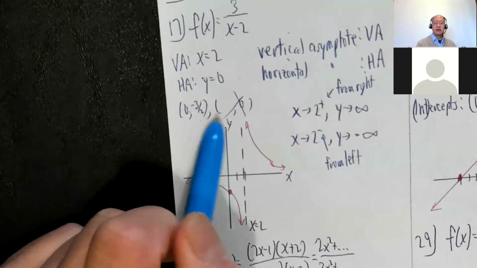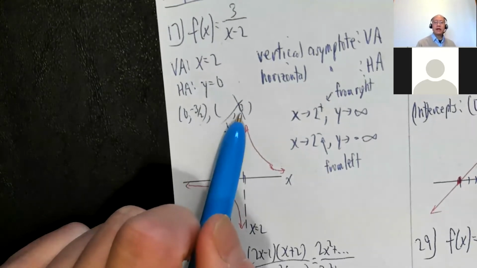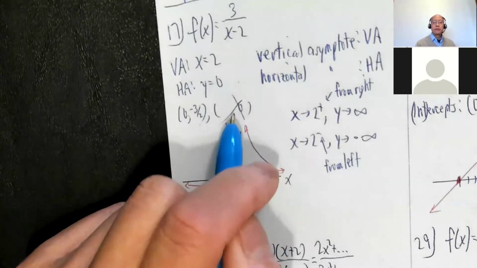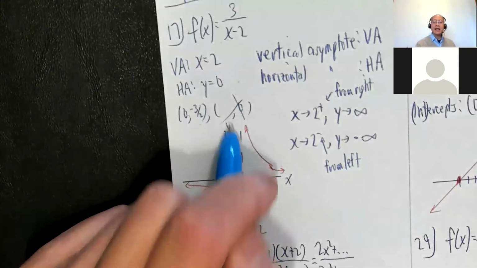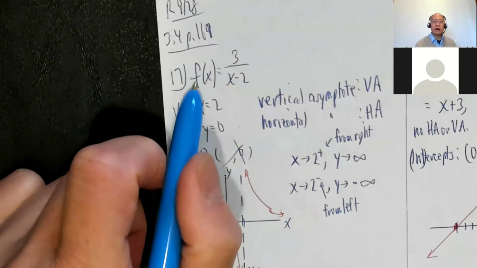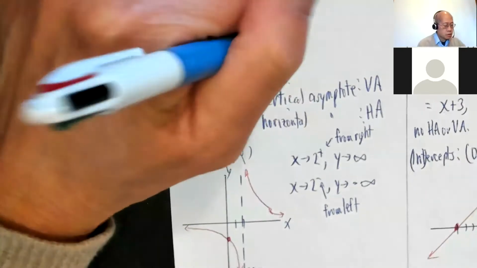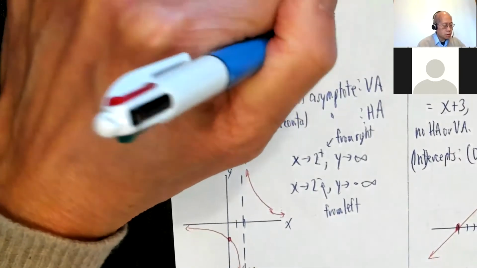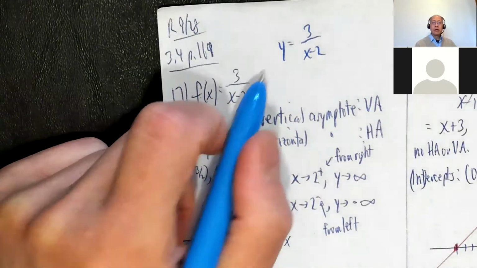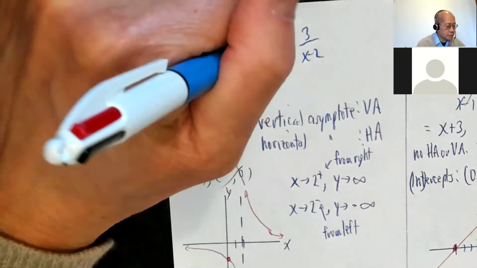Now let me explain this a little. That might be a little bit different. When y is 0, notice I cross it out. Y cannot equal 0 here. Where's y? Well, f of x is y, right? If I put a 0 here, that's impossible.